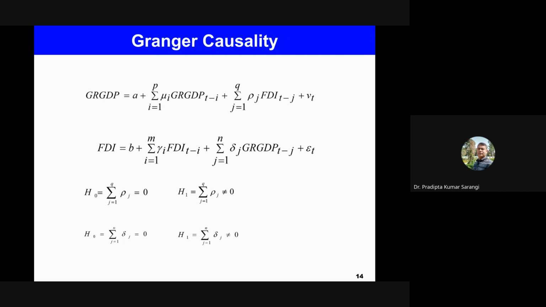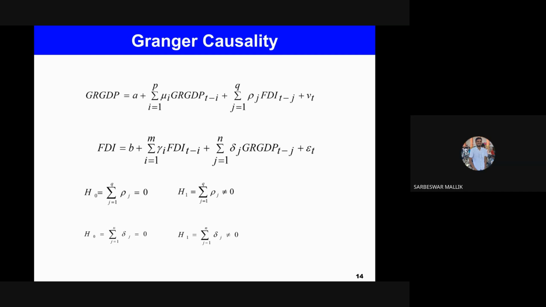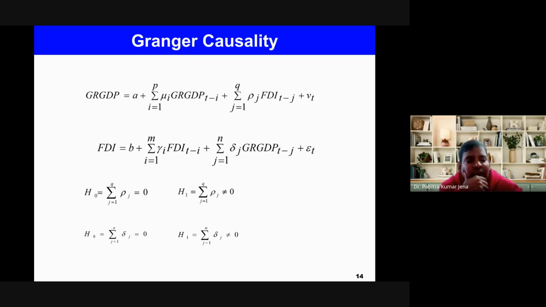Can you see this slide? Is this slide visible to everybody? Yes, sir. Those who are from other backgrounds, I'll talk about that in a simple way. I'll speak, then I can tell the mathematical integrity of that.